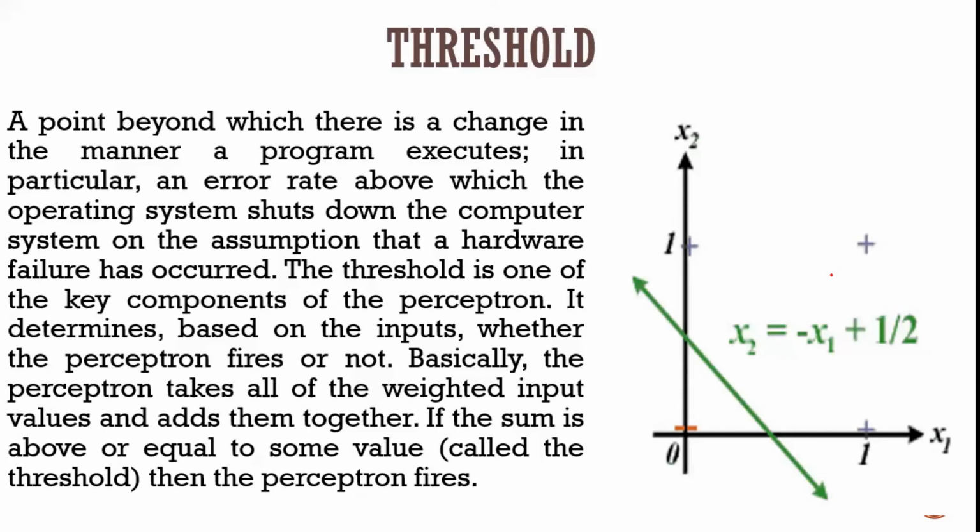A threshold is a point beyond which there is a change in the manner a program executes. For example, a particular error rate above which the operating system shuts down the computer system, on the assumption that hardware failure has occurred. The threshold is one of the key components of the perceptron. It determines, based on the inputs, whether the perceptron fires or not. So I would like to fire the particular perceptron based on the value I got. When I reach the threshold value or cross it, then I fire it.